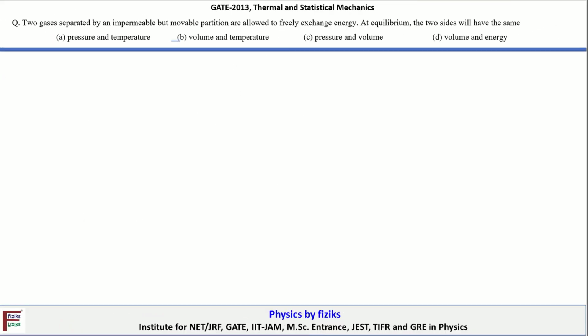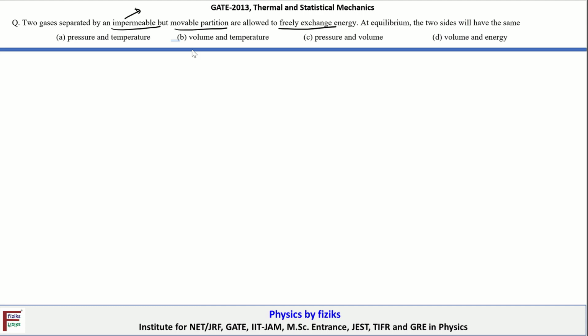So let's take a look at the next problem. The statement is: two gases separated by an impermeable but movable partition are allowed to freely exchange energy. Impermeable means the particles cannot cross. But it's a movable partition, so volume exchange is allowed, and they can also freely exchange energy. So at equilibrium the two sides will have the same.